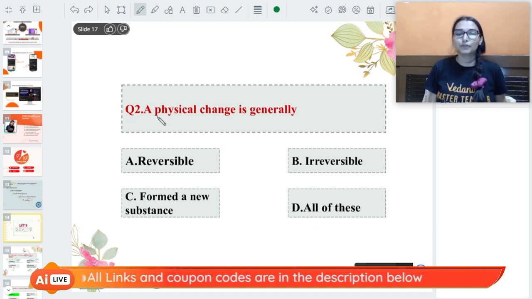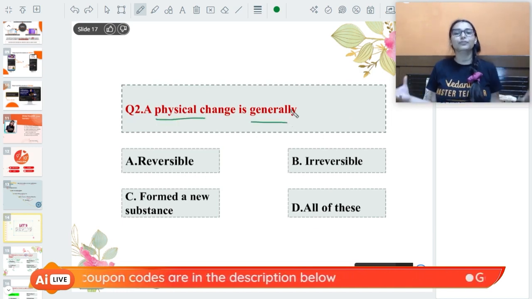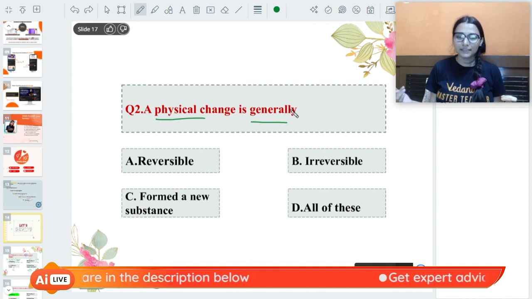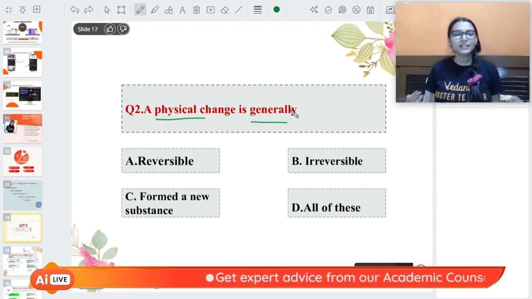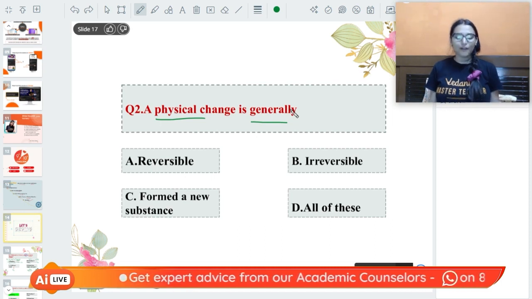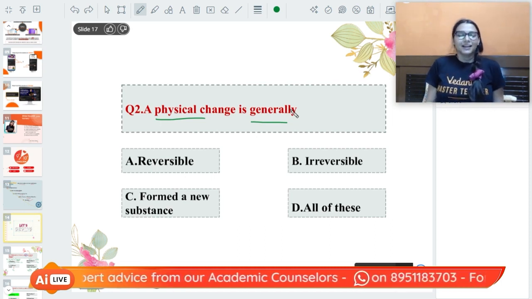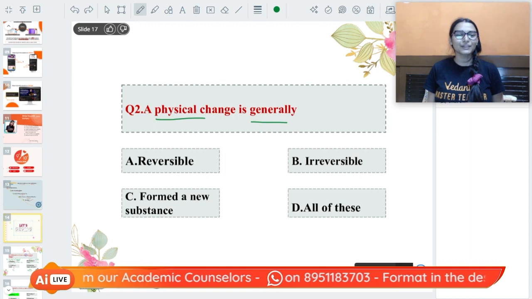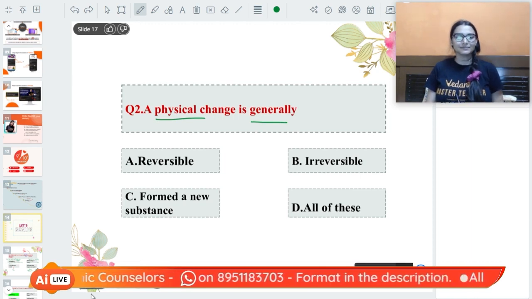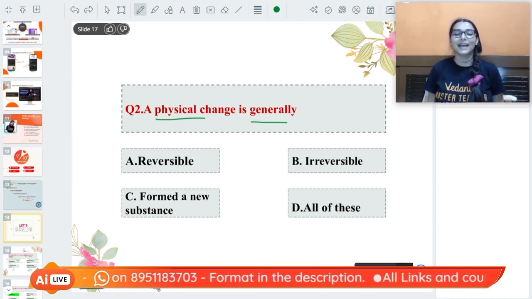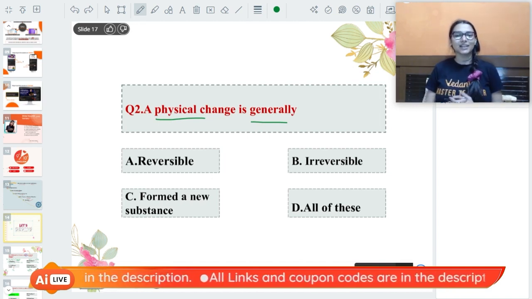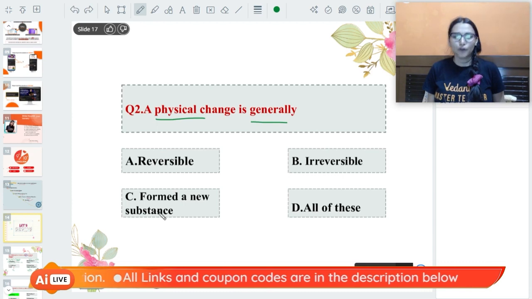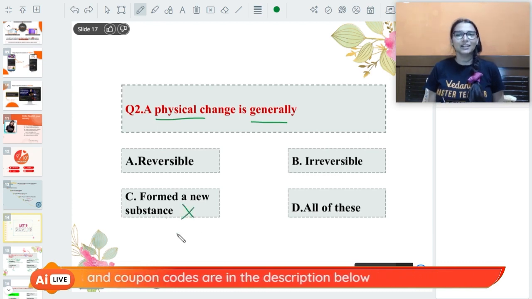Next question. A physical change is generally reversible, irreversible, forms a new substance, or all of these? Tell me the answer in the chat, everybody. A physical change generally forms a new substance, not at all. So all of these cannot be the answer.